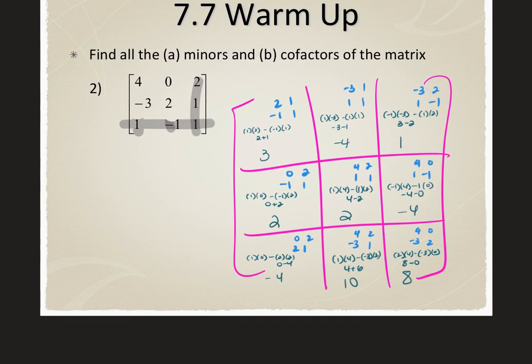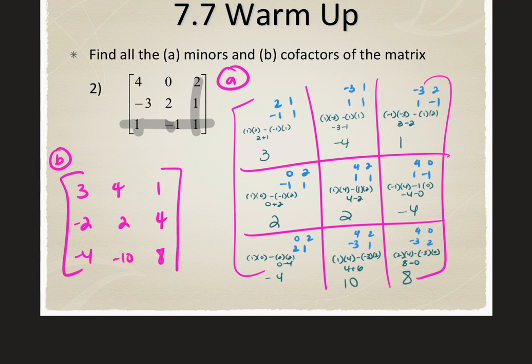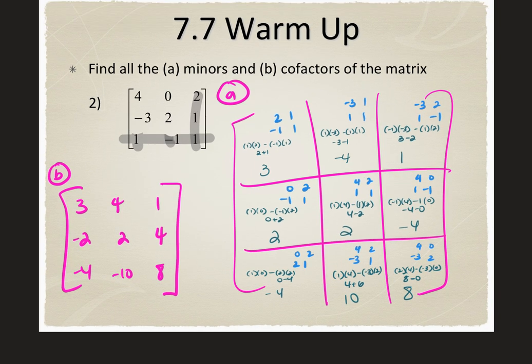And then which ones do we change the sign on for the cofactors? Think of it like north, south, east, west, or top, bottom, right, left. So the 3 is going to stay the 3. The -4 is going to become a +4. The 1 is going to stay as 1. 2 becomes negative 2, 2 stays, negative 4 becomes positive 4, negative 4 stays, 10 becomes negative 10, and 8 stays. And those are your cofactors.